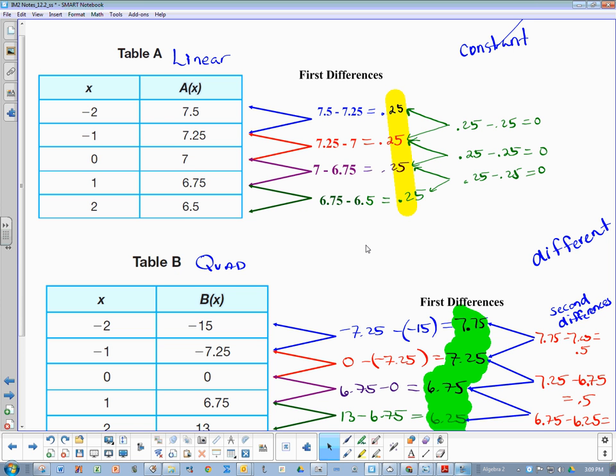So what are you going to take away from this? Well, first differences are constant for a linear function, but then second differences are 0. Look down here. For a quadratic, the first differences are different. Second differences are constant. What do you think the third differences would be? 0.5 minus 0.5 would be 0. Hopefully you see that pattern happening.